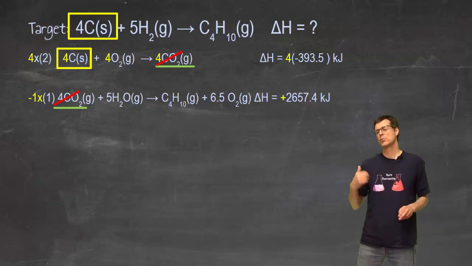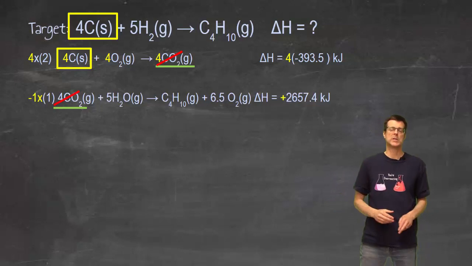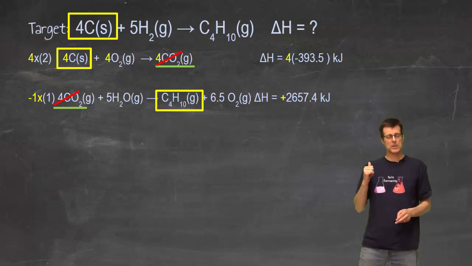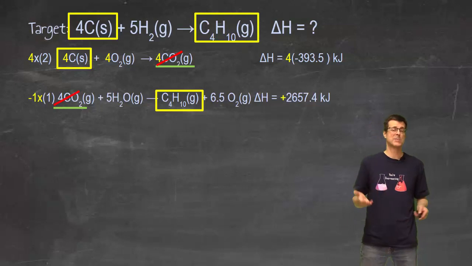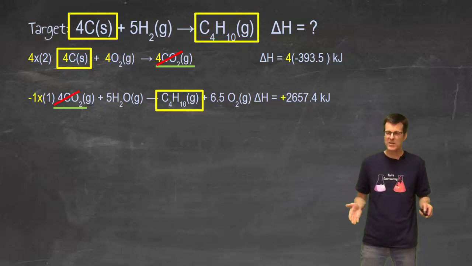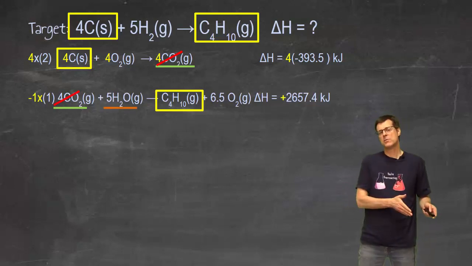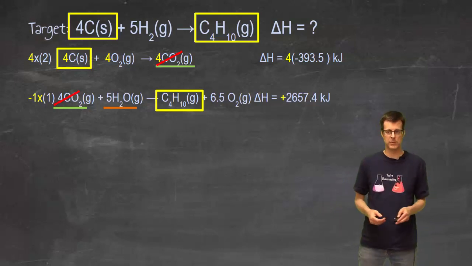Okay, so I've gotten rid of the 4 carbon dioxides. I canceled out the ones that I had produced in the first one, but then used up in the second. But it also gave me C4H10 on the product side, which is excellent because that's exactly where I need it. On the other hand, it gave me these waters that I don't need. So it solved one problem, accidentally solved another problem, and introduced a third.